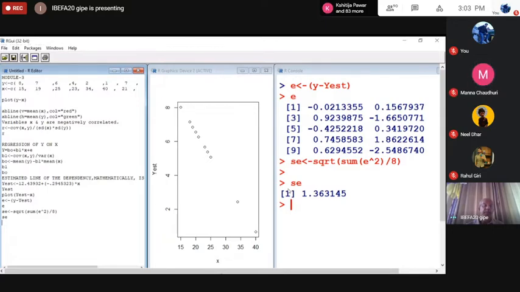Sir, is there a direct formula to run the regression instead of doing it like this? Yes, we have. I will show after completion. Within a minute, you can get all. Within a second, you can get all.